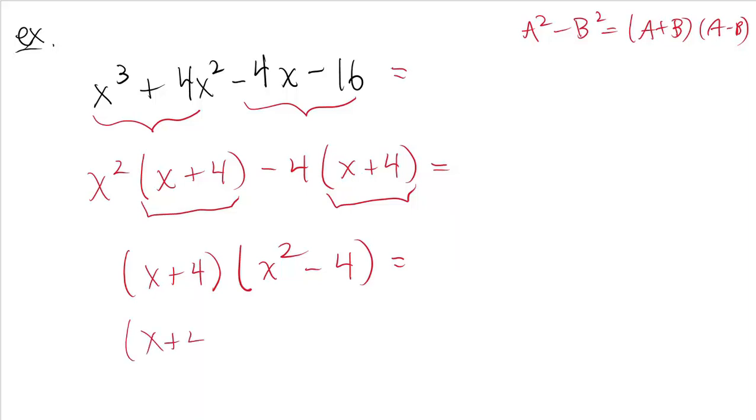Hopefully you were able to do it. What do I have to square to get the first term? Well, x. What do I have to square to get the last term? 2. And then you alternate the signs, 1 plus and 1 minus. And now we have the factored form of this polynomial.